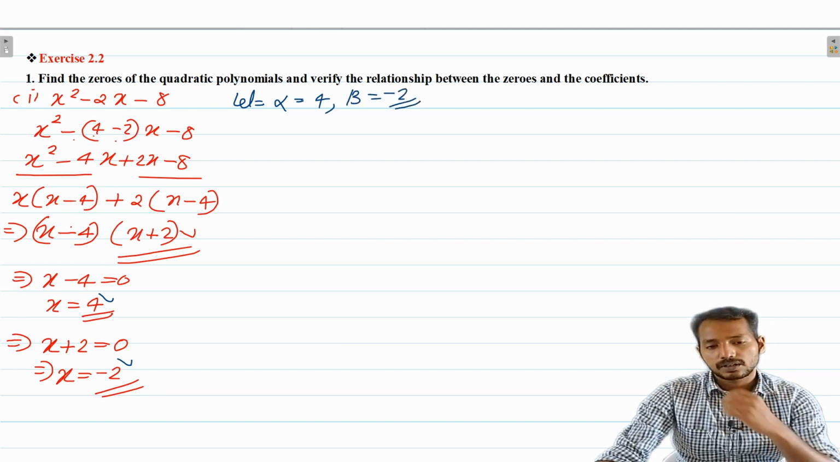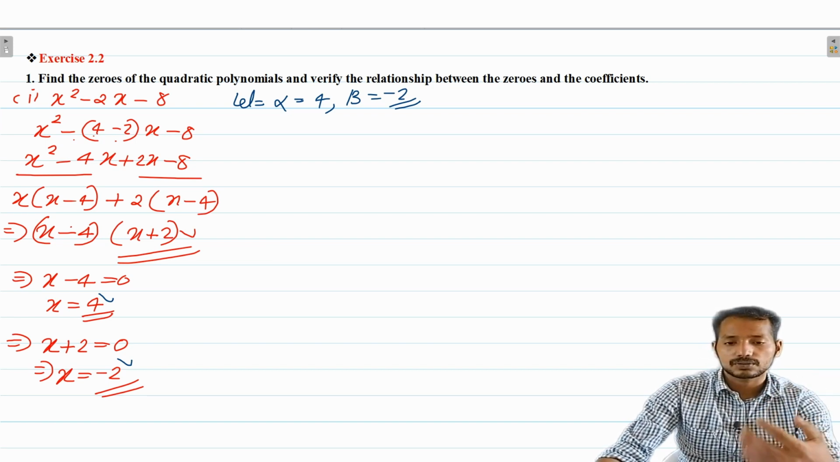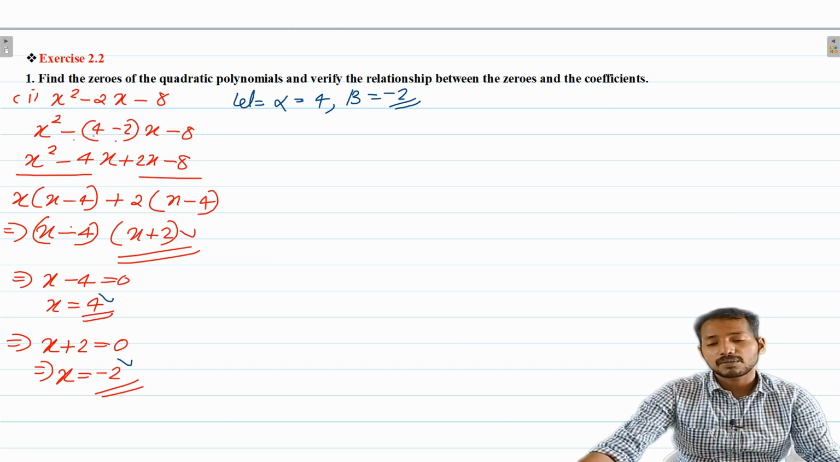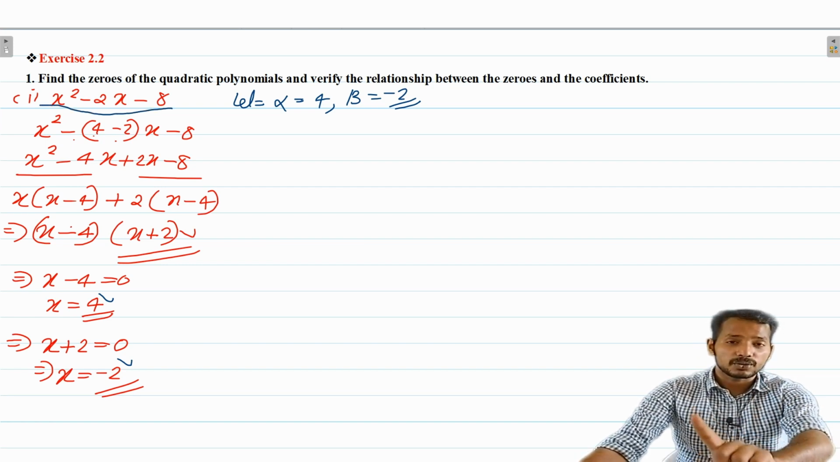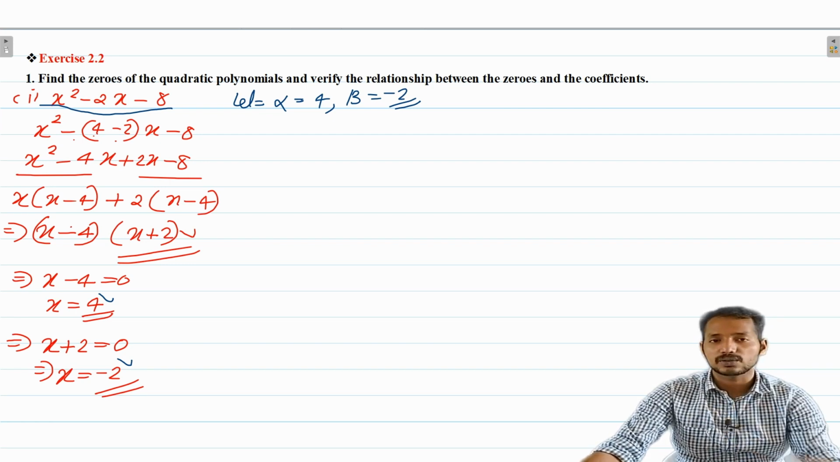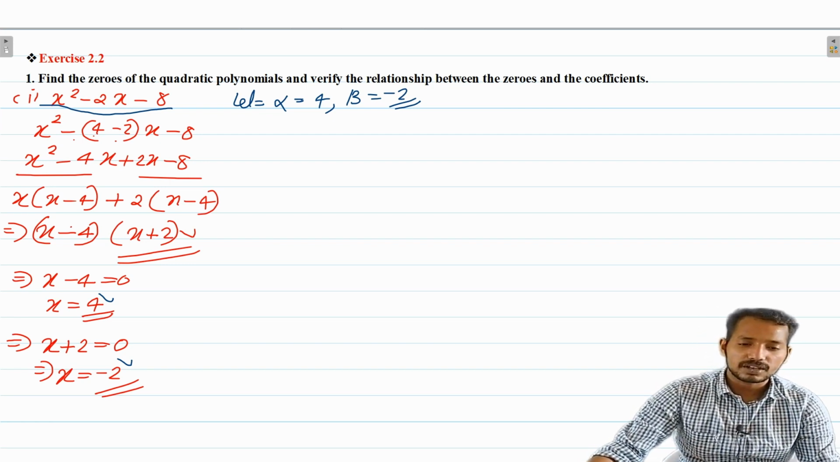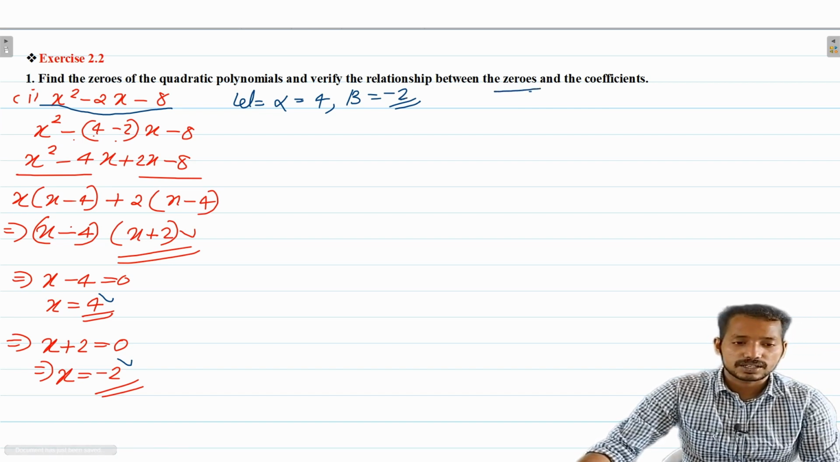Clear? Now we have found the zeros of this polynomial. See, the same example I have taken while drawing the graph of the quadratic polynomial. We got the same zeros from the graph itself. I think you already noticed that. Clear? Then we have to verify the relationship between zeros and coefficients.